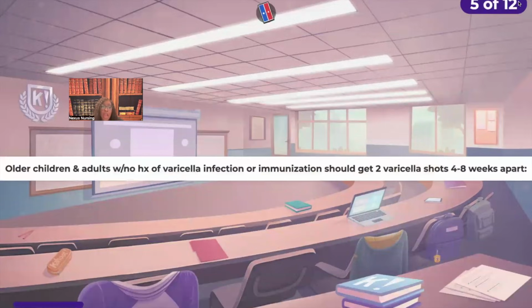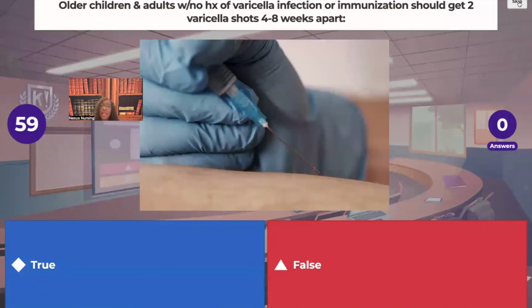True or false? Older children and adults with no history of varicella infection or immunization against it should get 2 varicella shots 4 to 8 weeks apart. Is this true or is this false? So when we're talking about older children and adults who've never had a history of varicella infection and they've never been immunized, they've never gotten a shot against it, they should get 2 varicella shots 4 to 8 weeks apart. Is this true or is this false?